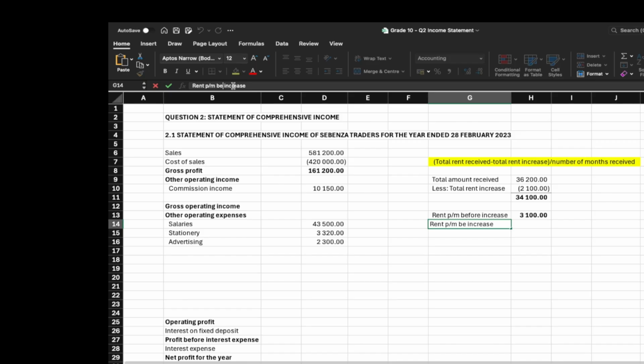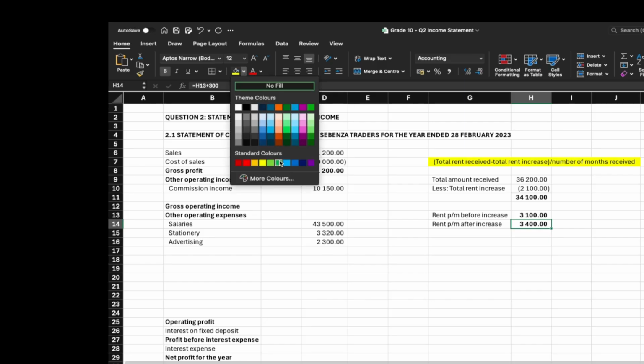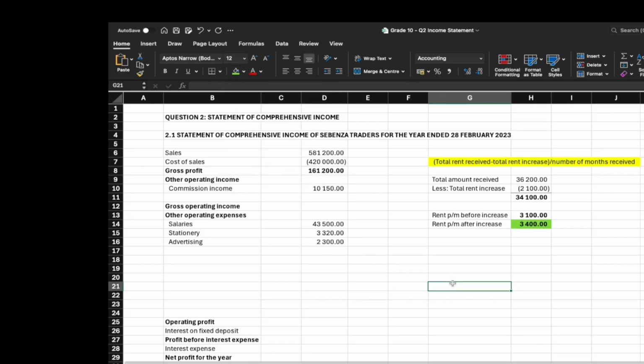Well, that is such an easy calculation to do. My rent per month after increase will be the 3,100 plus the 300 rand increase. Now I have my rent of 3,400 rand. That is my new rental income after the increase. So I know this is what I have not yet received for February 2023.